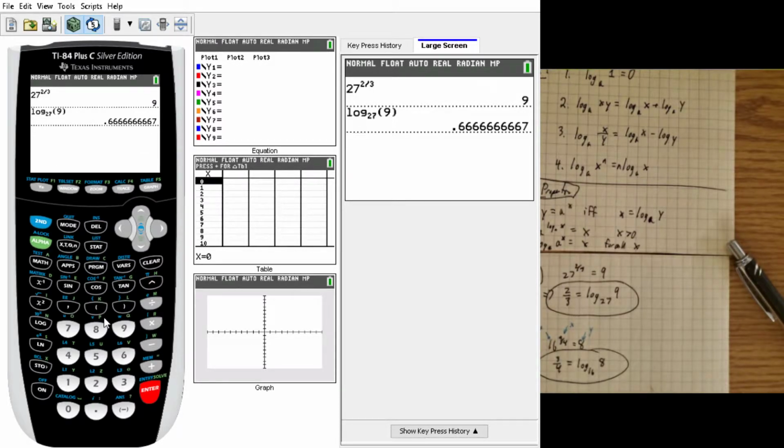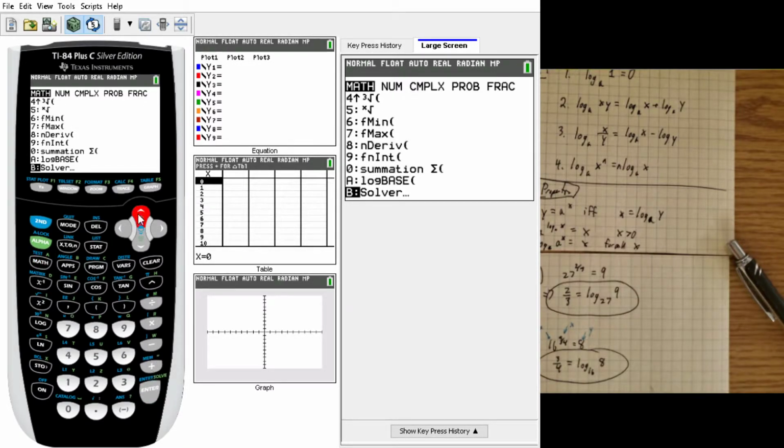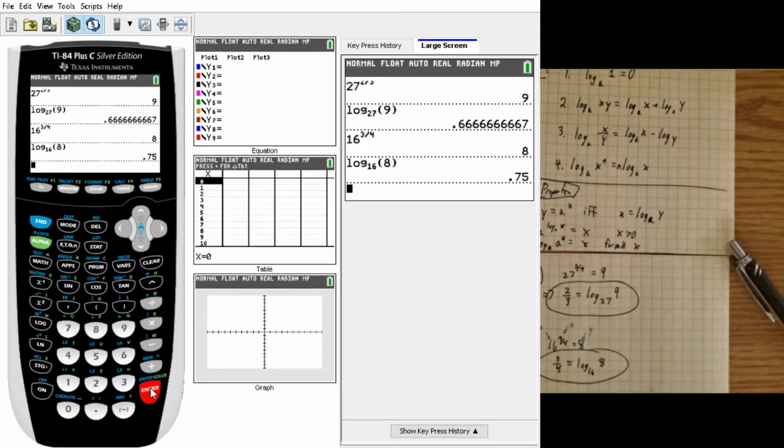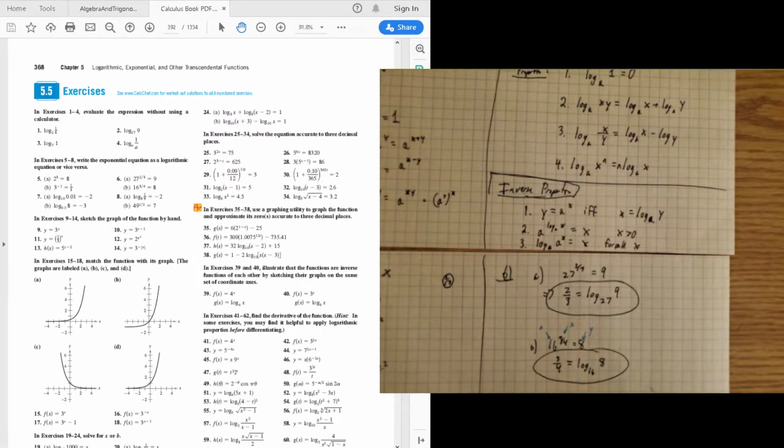Same thing with the other one. If I take 16 to the 3/4 power, I should get 8. And if I take log base 16 of 8, I should get 3/4, which is 0.75. There it is. This is the definition of a logarithm and how it fits together. Let's now look at number 8, showcasing it the other way, just so we can get some extra practice.